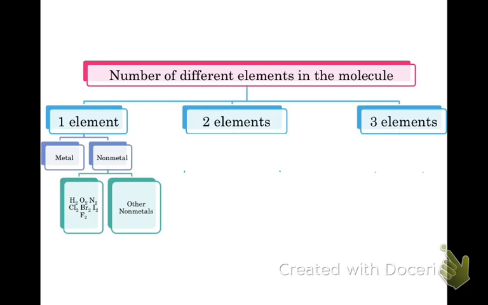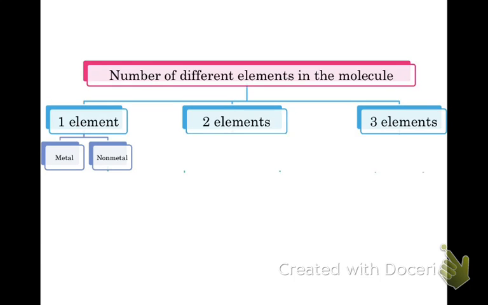If it's a metal, I'll just name it as is. So for example, if it's Cu, I'll just name it as copper. If it's Fe, iron. So those are when they're all by themselves. Those metals are not attached to anything else.